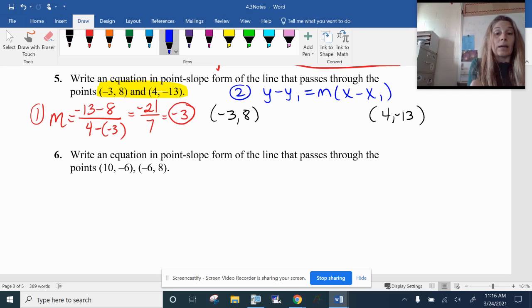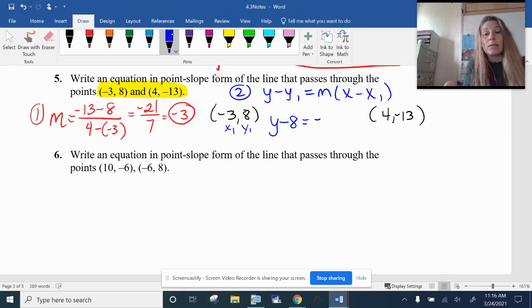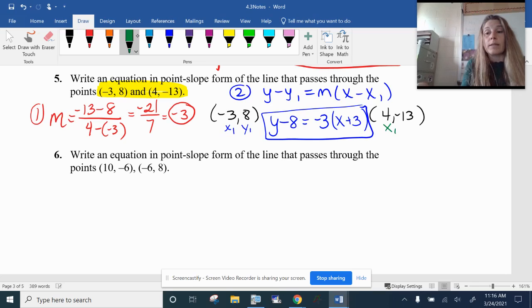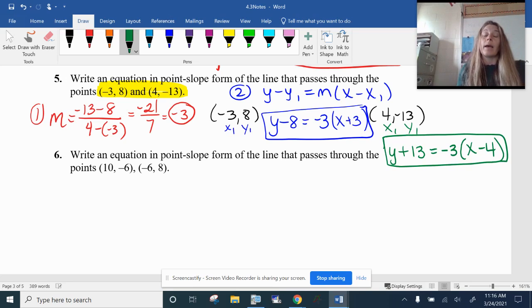Either option is okay. So if I use this point here for my x1, y1, I will have y minus 8 equals my slope, which was negative 3, and then x minus negative 3, which is going to simplify to x plus 3 there. If I use the other point as my x1 and my y1, I will have y plus 13 equals my slope of negative 3 times x minus 4. So notice there are two correct answers for point slope form. However, if I converted these to slope-intercept form, they would both give me the same answer.